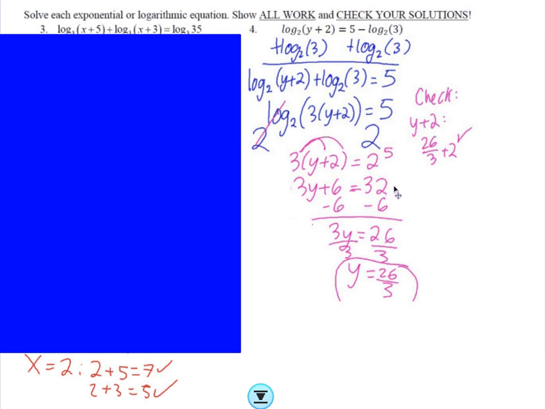Then I need to solve for y, so I'm going to subtract 6 from each side. I get 3y equals 26, and I will just divide each side by 3. That cannot be simplified, so we leave it like that.